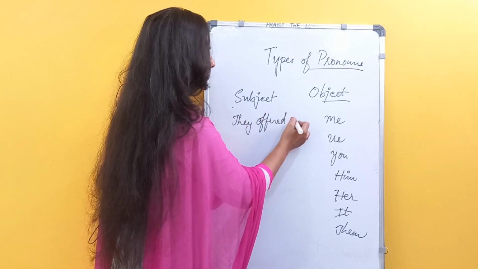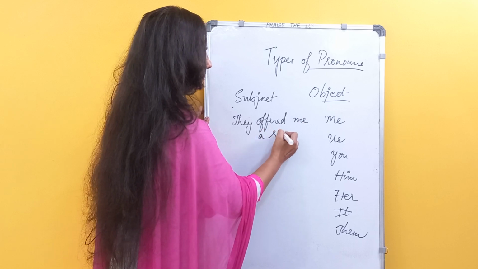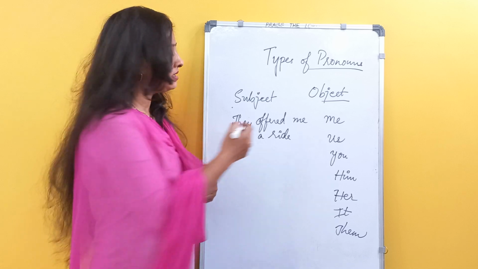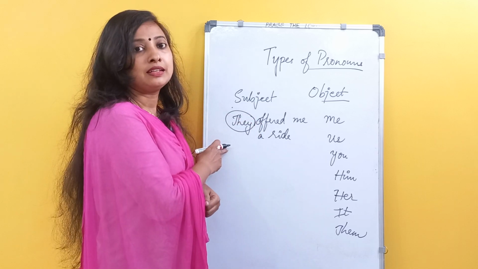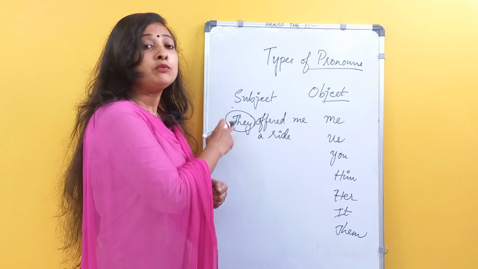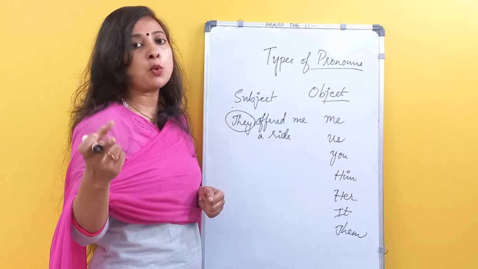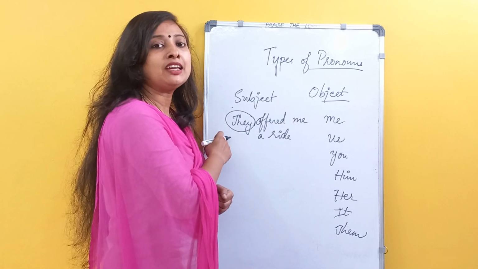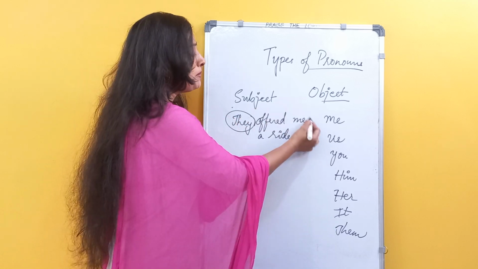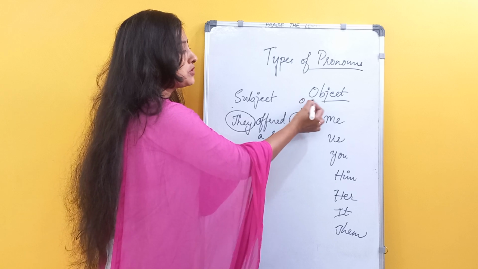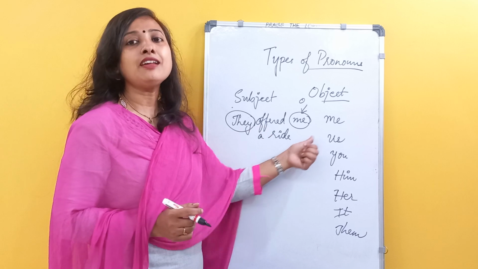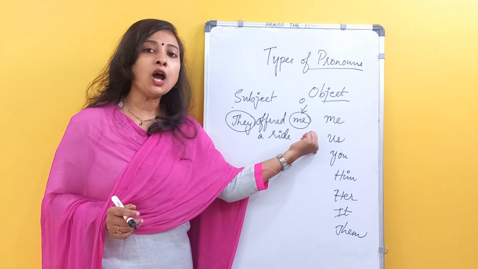They offered me a ride. So who offered you a ride? They. They is the subject. So what did they offer? Whom did they offer? I said like whom or what depending upon what it is. They offered a ride. To whom? To me. So this is the object. Okay. So the object part of the sentence is they offered me a ride. So here it will be coming in the object.